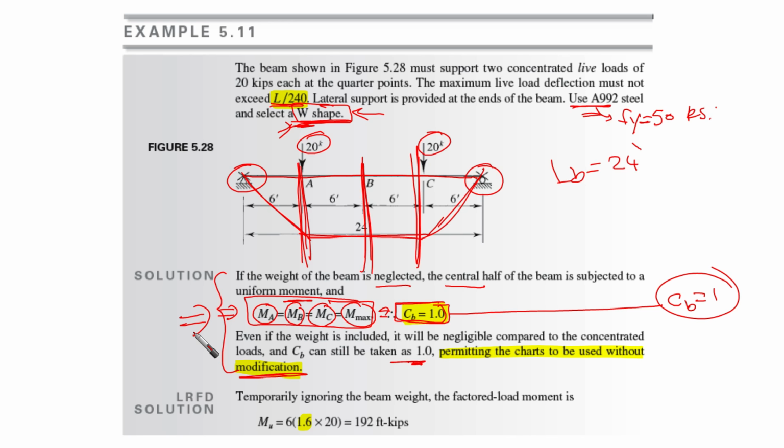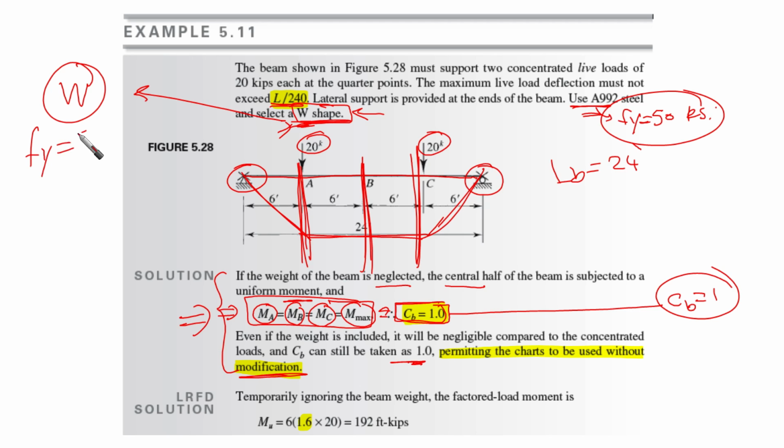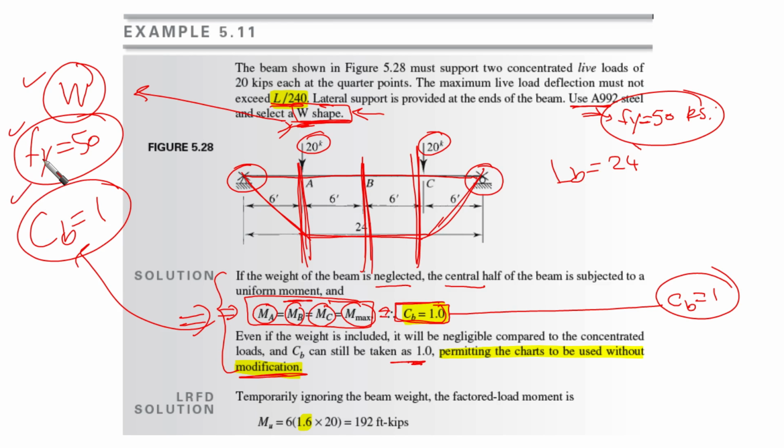We need to be sure that we can use the charts. First, we have wide flange. Next, we have Fy equal to 50 ksi. Third, we have Cb equal to 1. These are the prerequisites for using the charts. And then we are going to proceed to the next step, which is starting with the LRFD solution.